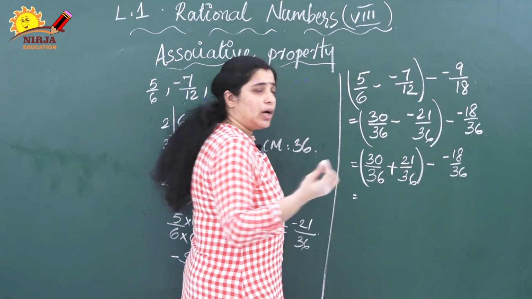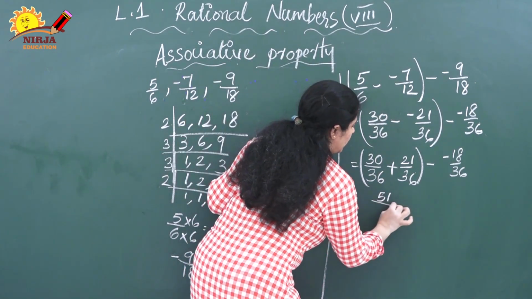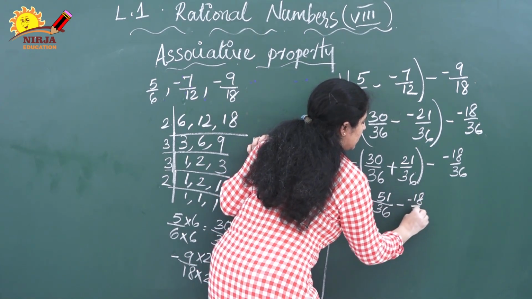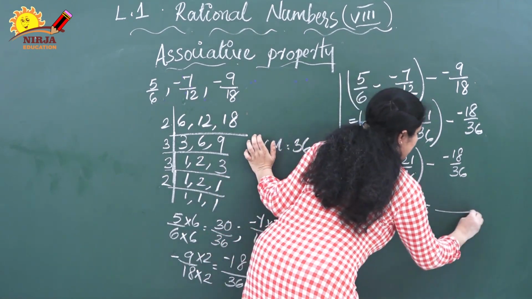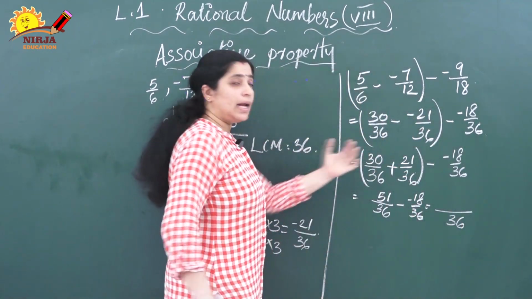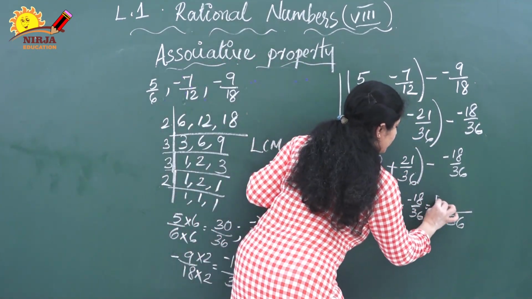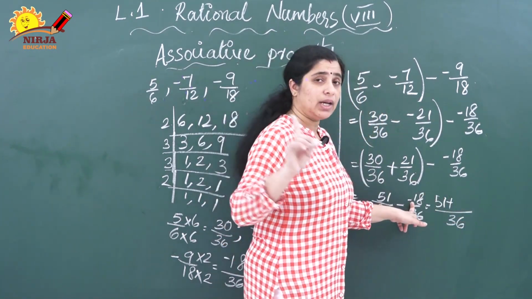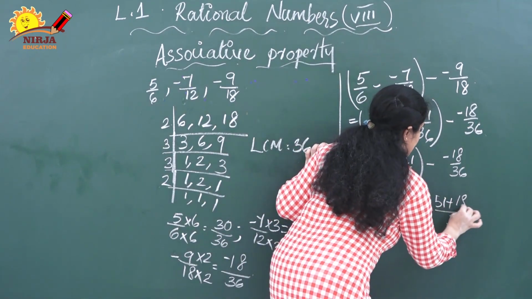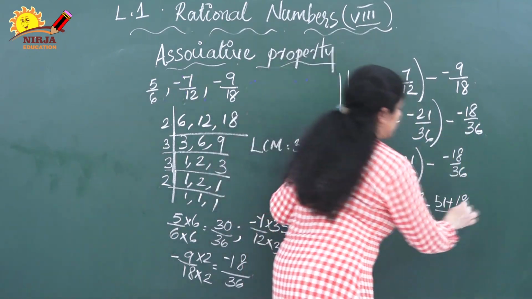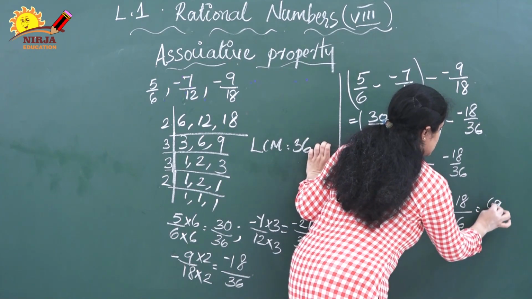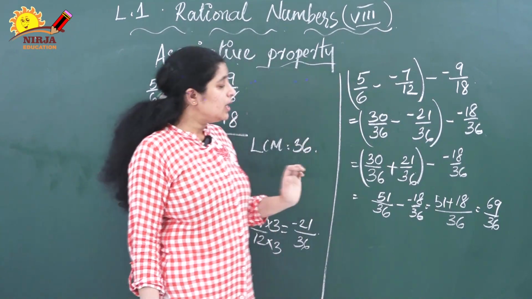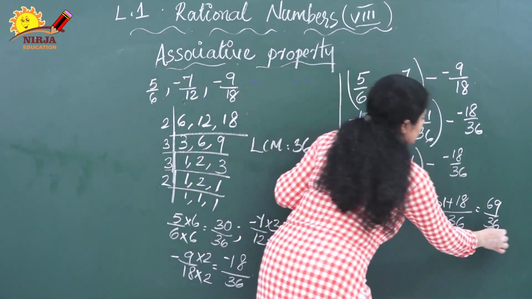30 plus 21, 51 by 36 minus 18 by 36. Here also again apply the rule of integers. 51 plus, change the sign of the second number, that is positive, 18. 51 plus 18, what are you getting? 69 by 36, you will get 69 by 36, that will be the final answer.